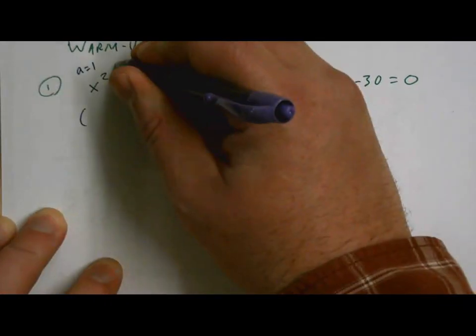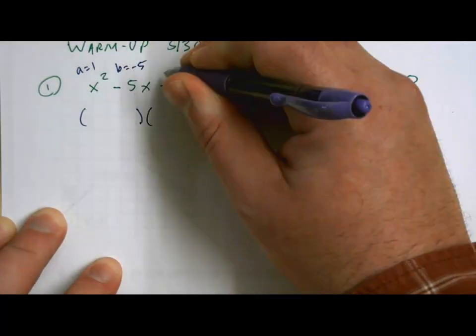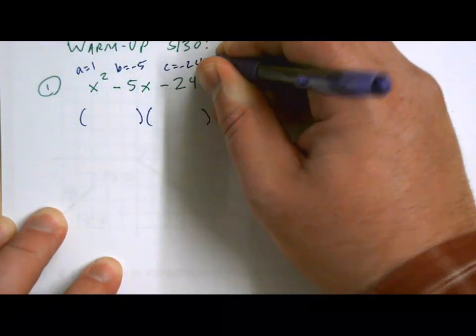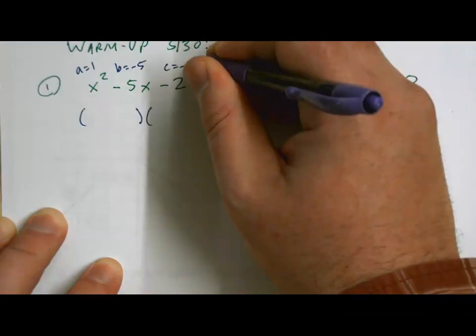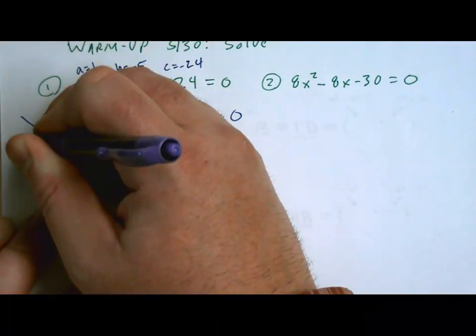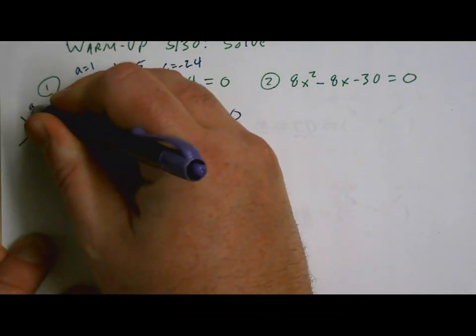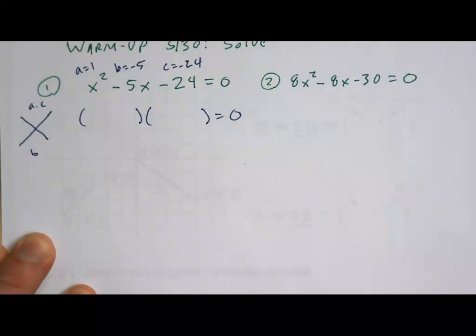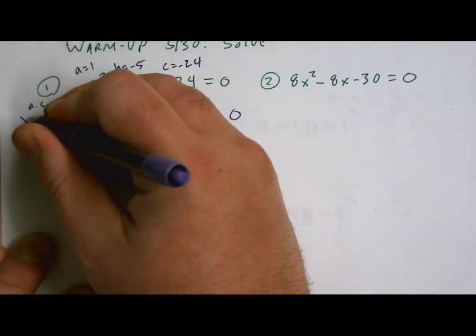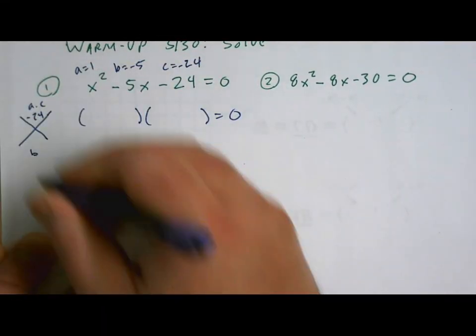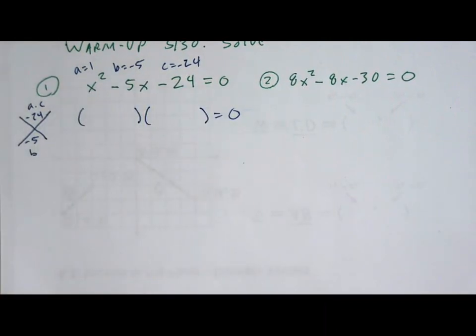While we're at it, let's write down b and c. And then let's set up our x. So this is one of those shortcut ones. We do not need the box. Remember, in our x, the top is a times c and the bottom is b. A times c is negative 24, b is negative 5. And I'm looking for two numbers that multiply to negative 24 and add up to negative 5.